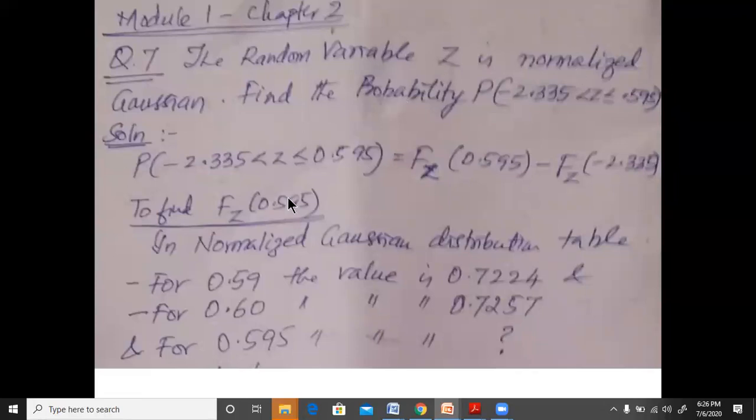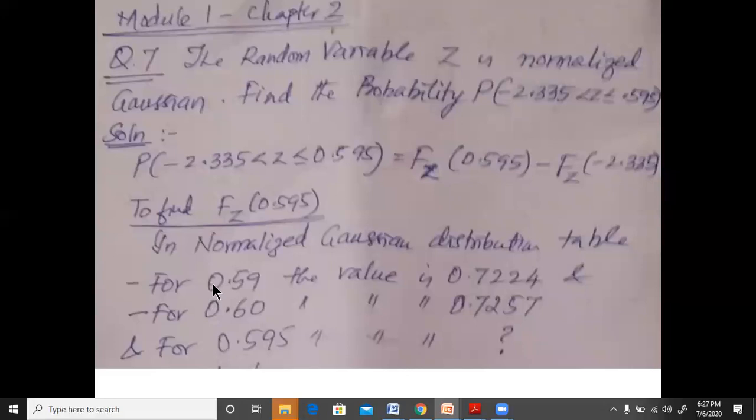So again, the probability of this is equal to Fz(0.595) minus Fz(-2.335). We need to find this from the normalized Gaussian tables. Straight away we can't find this. To find the value of Fz(0.595), we need to go to the normalized Gaussian distribution table. Directly this value is not available.